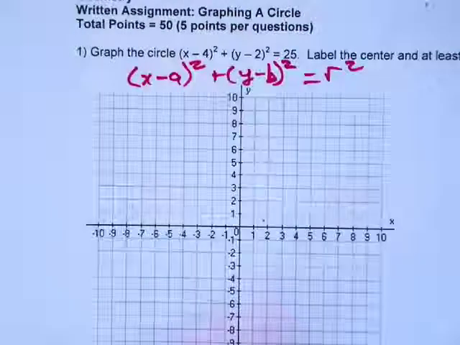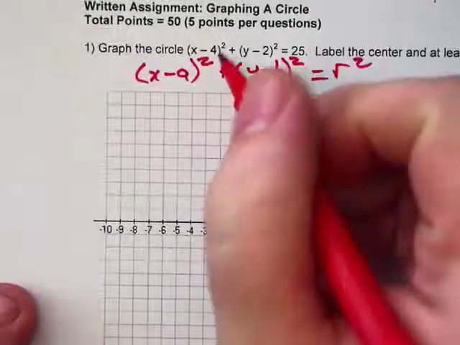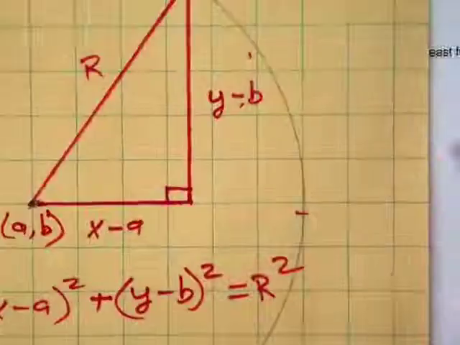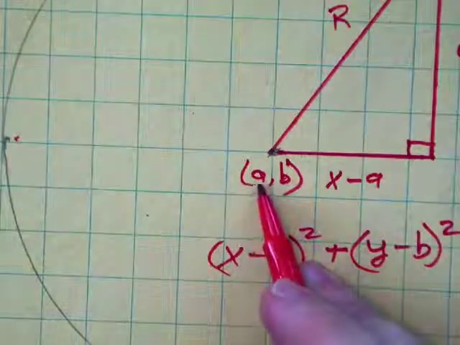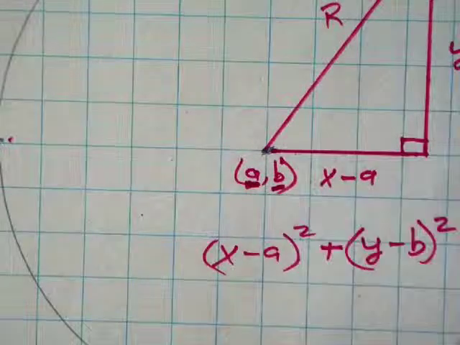So if we go through this and ask, where is the center of this circle? Well, we look at right here. Think about it: where's the center of the circle? The center is A, right there, and B. So A comma B.